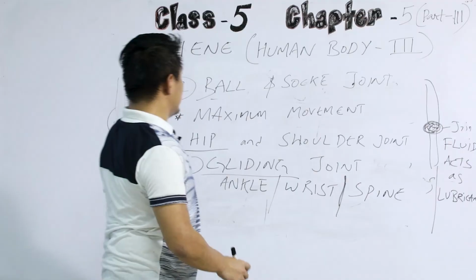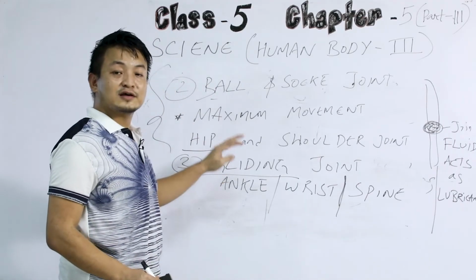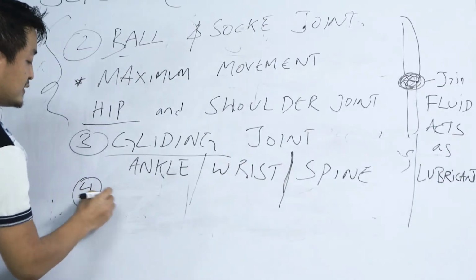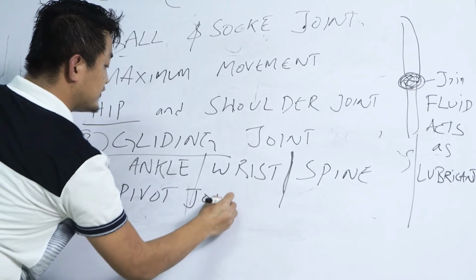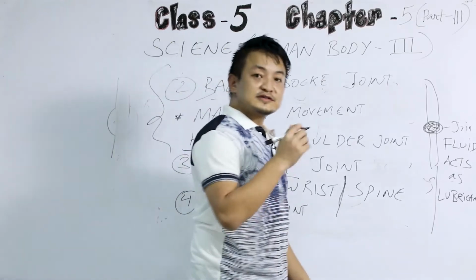Clear? So now I'm sure you are clear with the first three. Now we have the last joint, okay? The last type of movable joint would be the pivot joint. P-I-V-O-T, okay? Pivot joint. Now, students, our skull, okay?